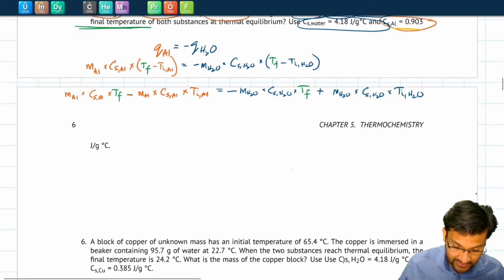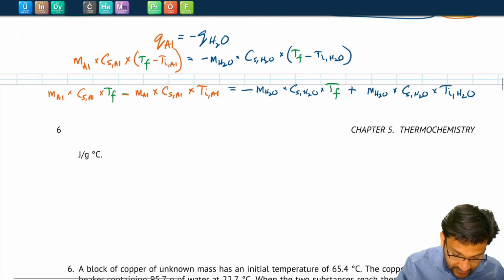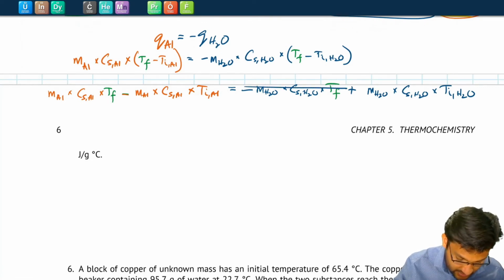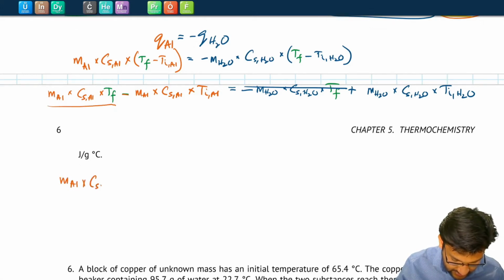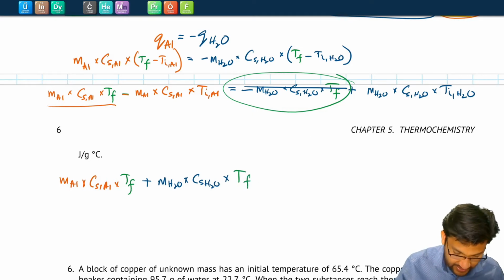So let's keep everything with TF on one side of the equation. I'll put them on the left-hand side, and then I'll put everything else on the right-hand side. So I'm going to add this to both sides of the equation. I'll get mass of aluminum times specific heat capacity of aluminum times TF, added to this, so that will be plus mass of water times specific heat capacity of water times TF. So I moved all that to the left-hand side.